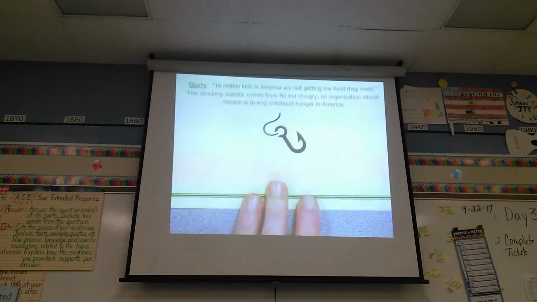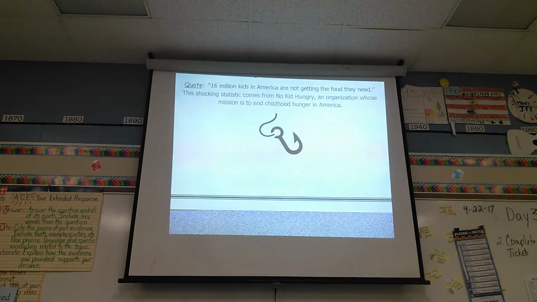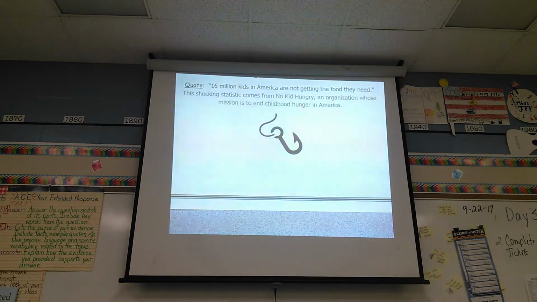Okay, the next one is a quote. And remember, the quote needs to come, obviously, from the text if it's a text-based essay. Okay, here's this quote. 16 million kids in America are not getting the food they need. This shocking statistic comes from No Kid Hungry, an organization whose mission is to end childhood hunger in America. Okay, so obviously a quote from the text.